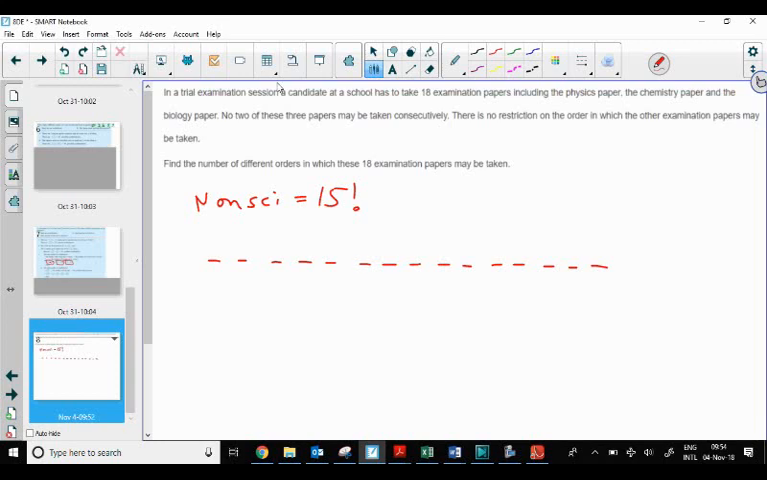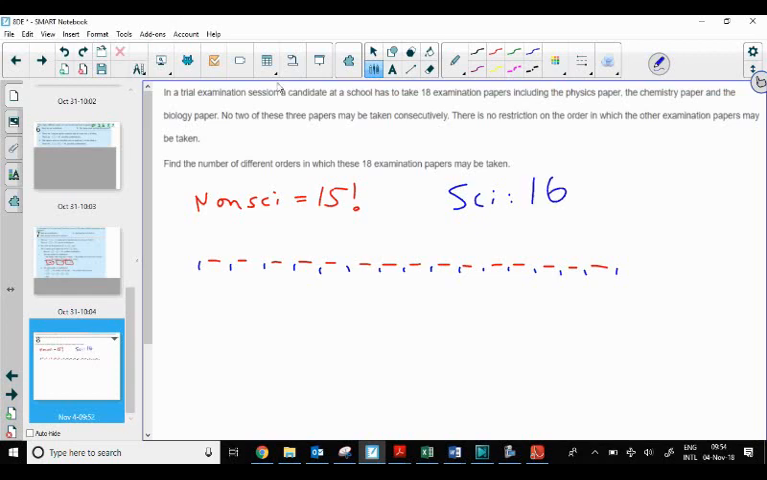And now I want to place my first science exam someplace in here and say, like, how many different options do I have for my first science exam? Well, it could go in one of 16 places. Here they are: 1, 2, 3, 4, 5, 6, 7, 8, 9, 10, 11, 12, 13, 14, 15, 16. So it could go in between any two of those exams or on one of the ends. So the first science exam has 16 different options for it.